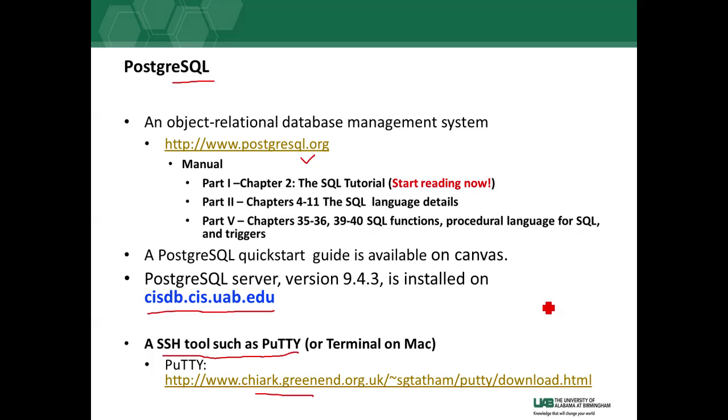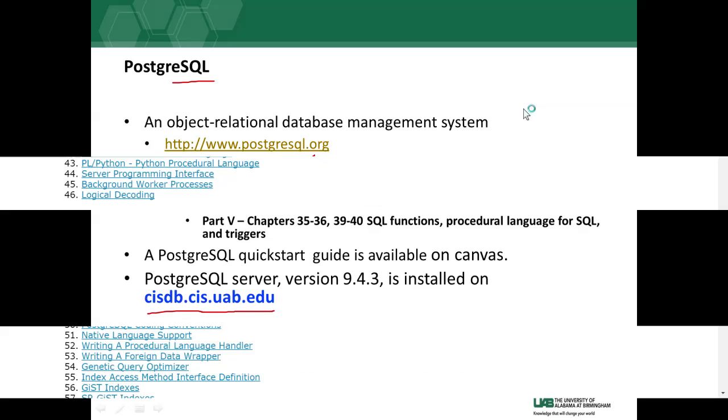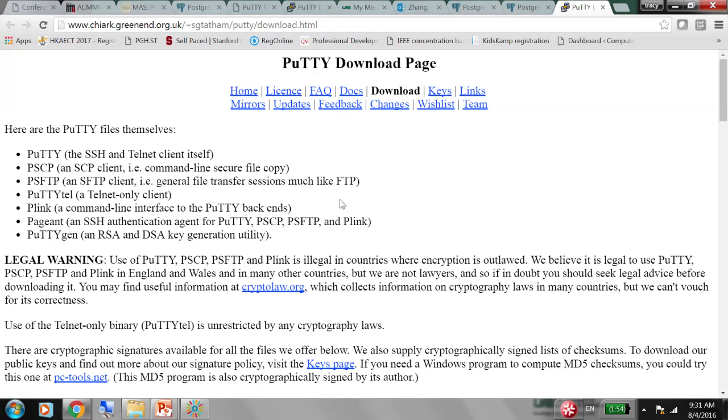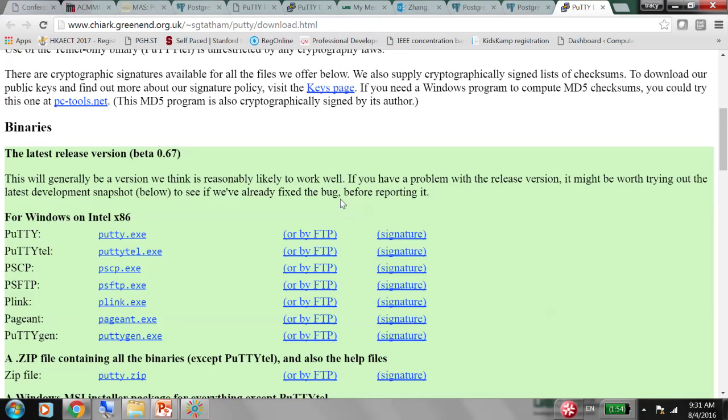Really, if you go to the download page, okay, let me show you. It's a simple application. It's a simple executable file with the extension exe for Windows system. So you just click the putty.exe and drag the downloaded file to your desktop. That's what I do for convenient use. I will get back to this PuTTY tool later when I show you how to connect to your database created on the database server at CIS.